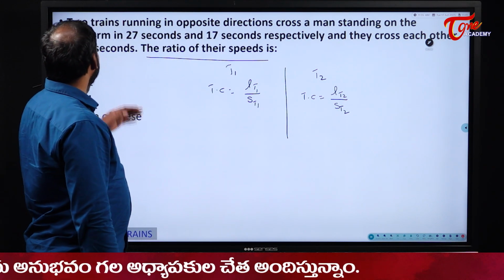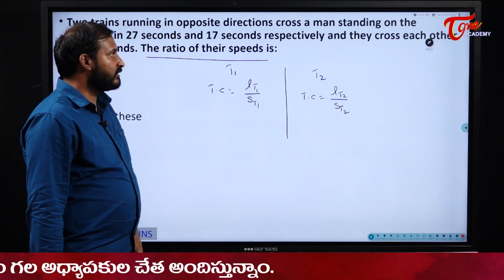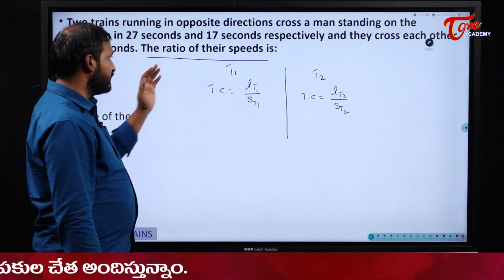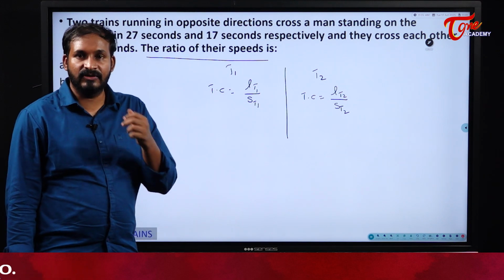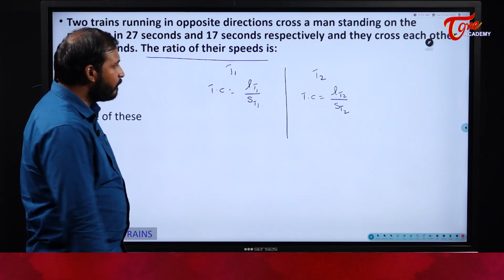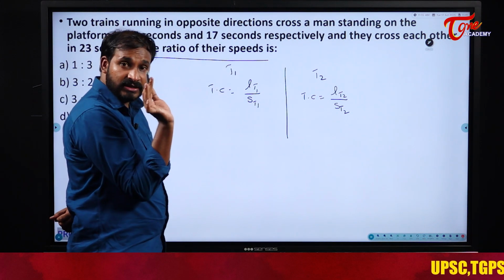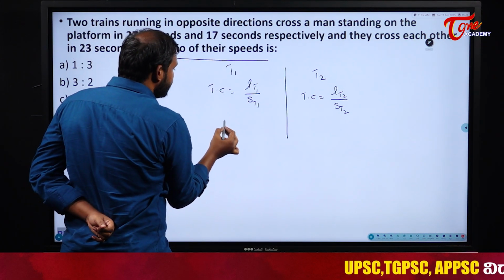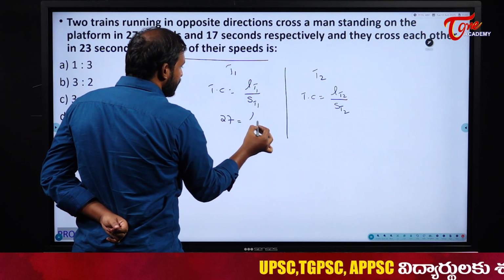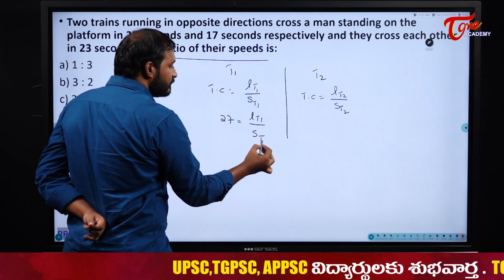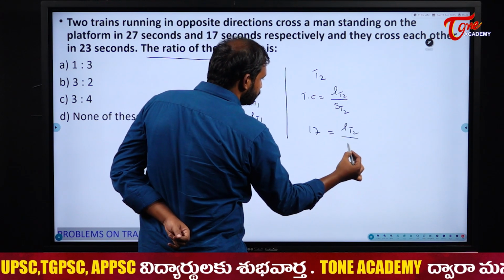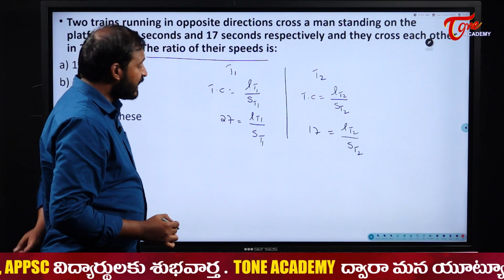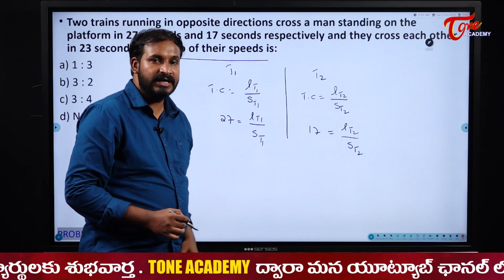Now here, they are running in opposite direction, crossing a man standing on the platform in 27 seconds and 17 seconds, and they are asking us the ratio of their speeds. Now please observe here, only time taken to cross was given. First train is taking 27 seconds, length of train 1 by speed of train 1. Second train is taking 17 seconds. Right? And they are asking us the relation between speed of train 1 and speed of train 2.